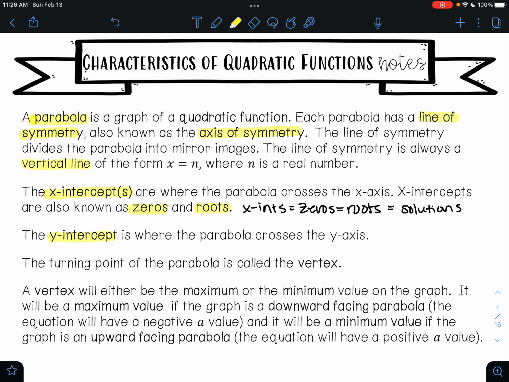The y-intercept is where the parabola crosses the y-axis, and the turning point of a parabola is called the vertex. The vertex will either be a maximum or a minimum value of the graph. It will be a maximum value if the graph is a downward-facing parabola, meaning that the equation will have a negative a value, and it will be a minimum value if the graph is an upward-facing parabola, meaning the equation has a positive a value.